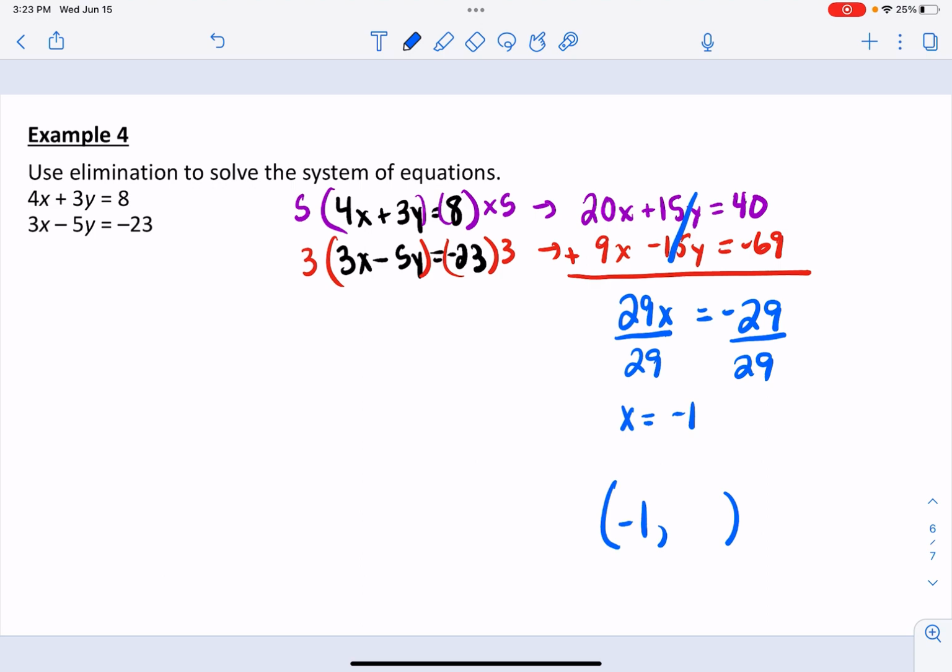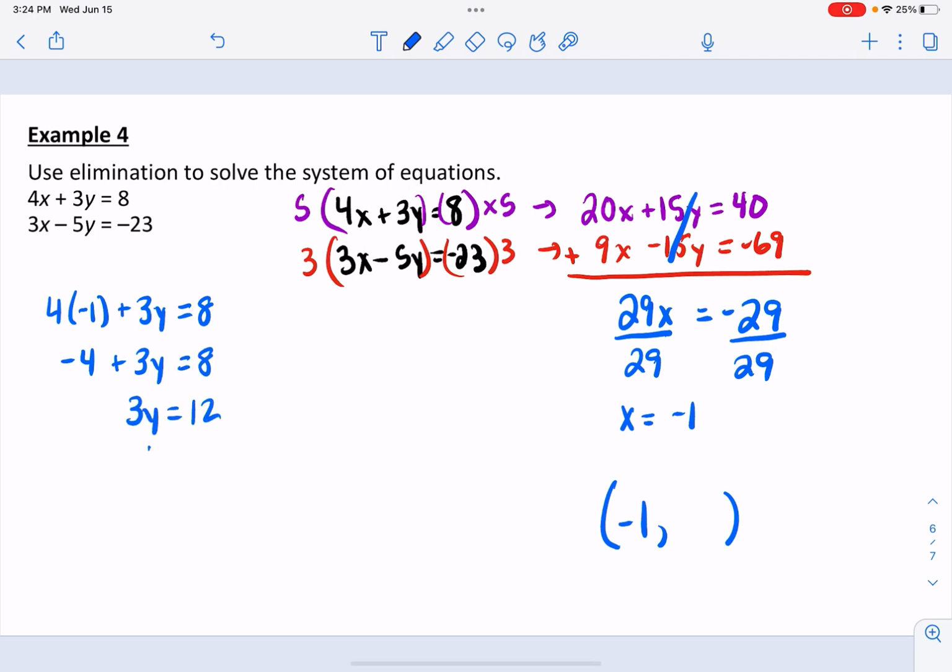You pick one of the two equations, okay? The top one has only positives, so I'm going to pick the equation on the top. I add the 4 over. I divide by 3.